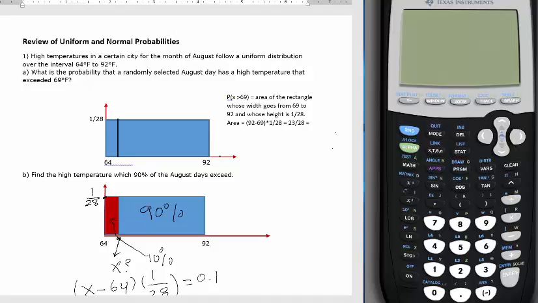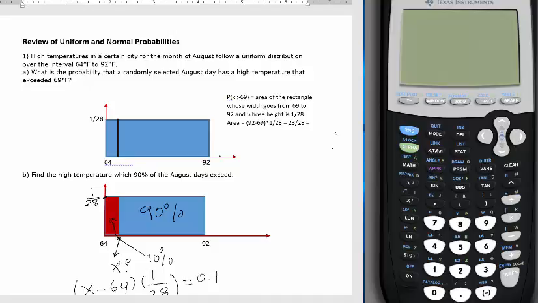High temperatures in a certain city for the month of August follow a uniform distribution over the interval 64 to 92. So from 64 to 92, the probability that the temperature will be any temperature between 64 and 92 is very much the same. How do we sketch this probability?